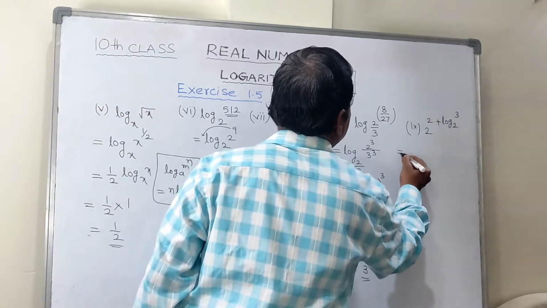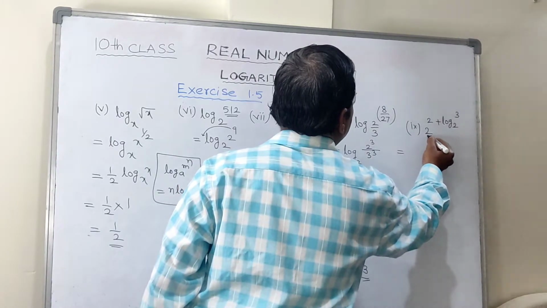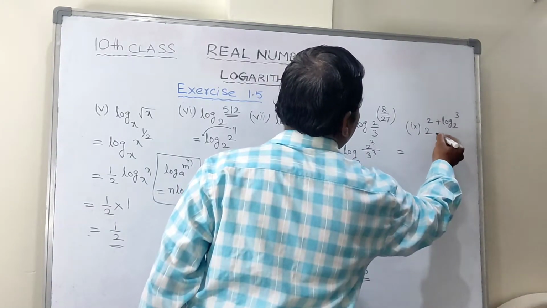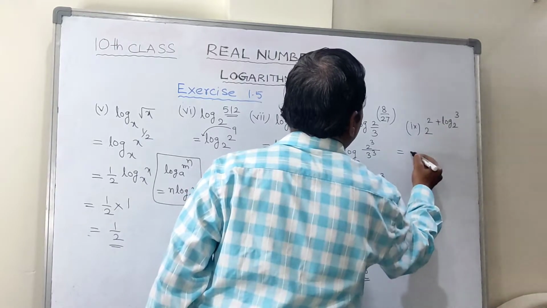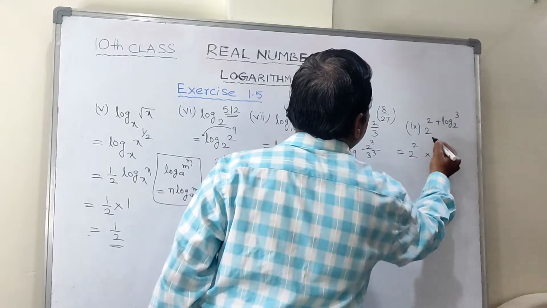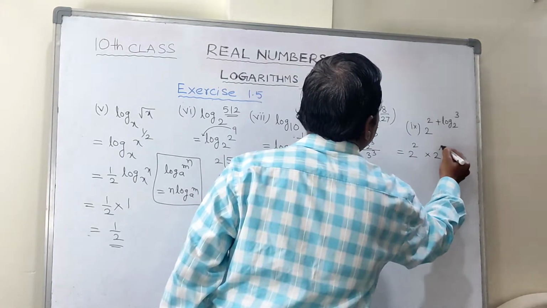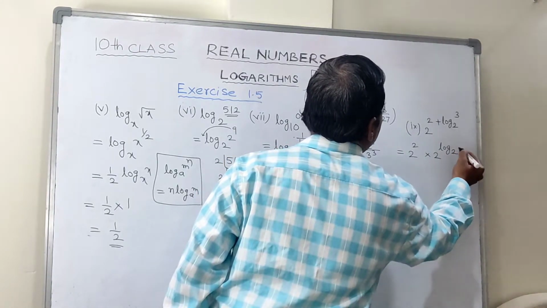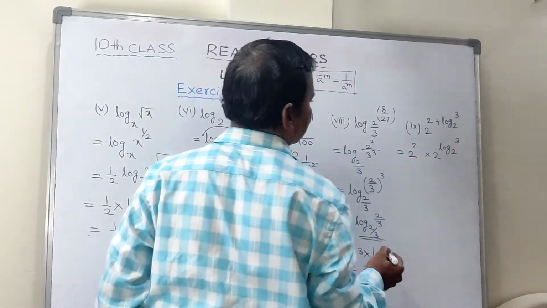And here the same base is to be shifted, expanded here, means 2 square, this becomes into 2 log 3 to the base 2.